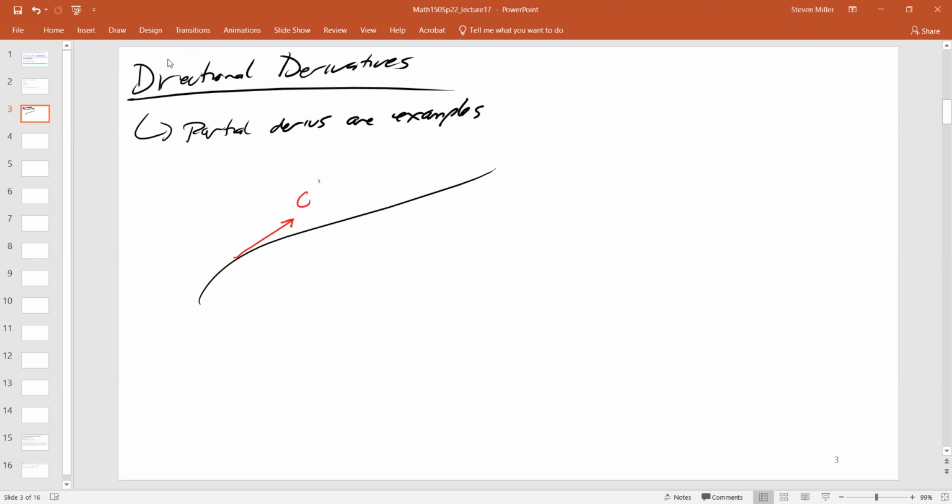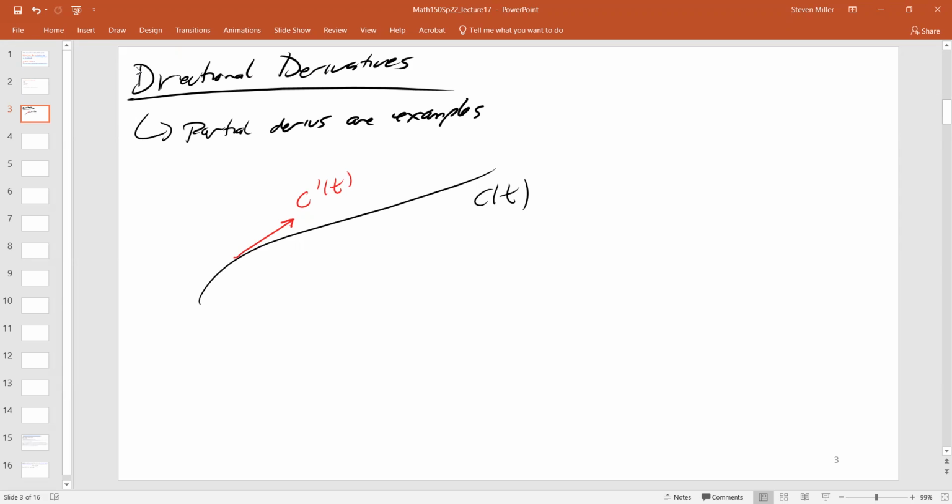here is C prime of t. And this is my curve C of t. So I'm traveling on a curve. At some instant, I'm moving in the direction of C prime of t. And I want to know maybe how fast is my function changing in that direction?